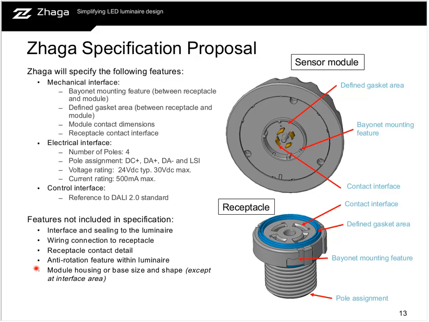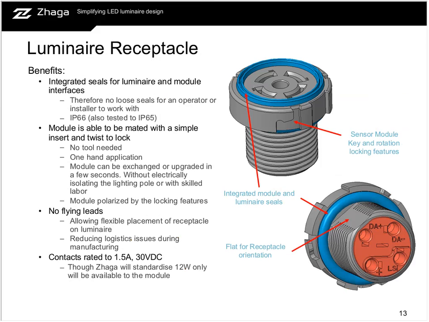Also, the anti-rotational feature is not included, and the module housing or base, its size and shape outside of the interface won't be included in the specification. We do believe that this specification will give benefits.